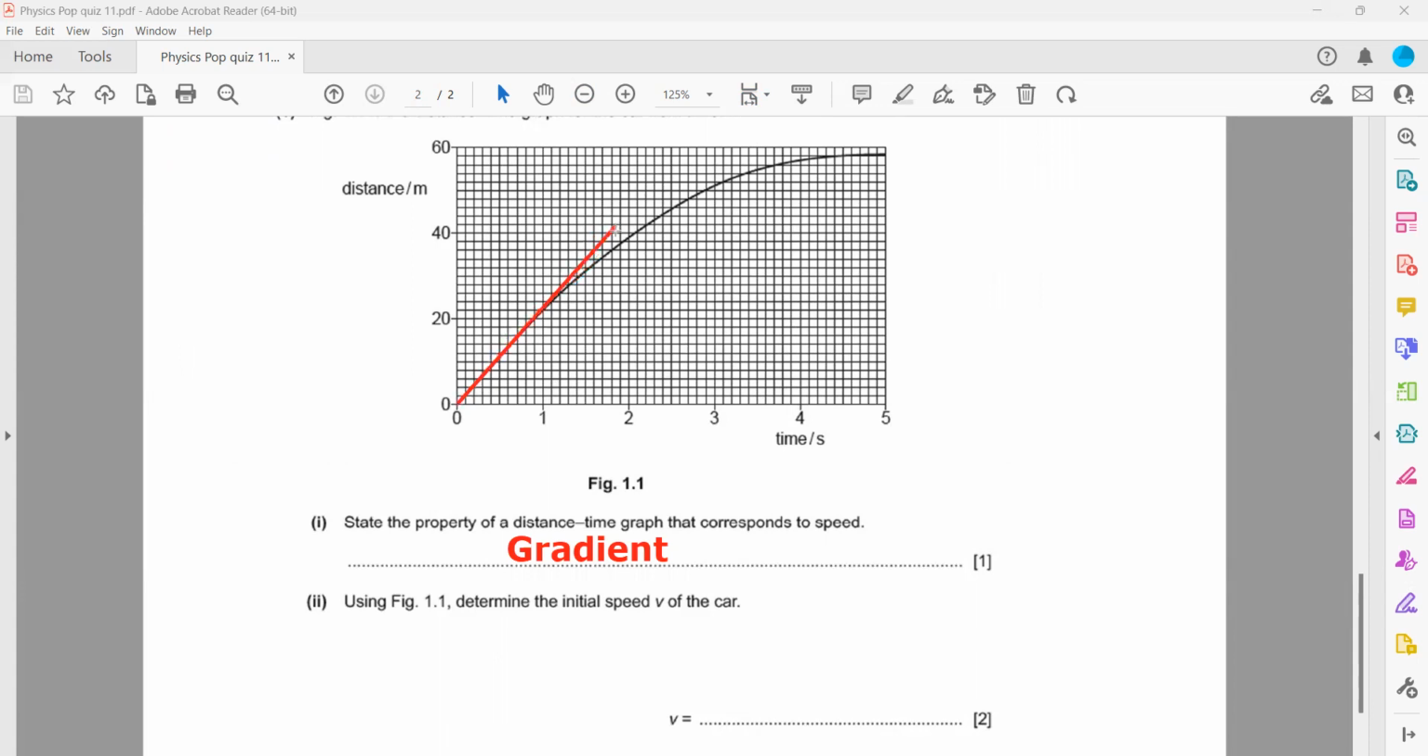Because the speed is not constant, speed is decreasing in the beginning, so the point where it is a straight line, we can find the gradient of that part, or we can use the formula speed is distance over time only for a straight line.